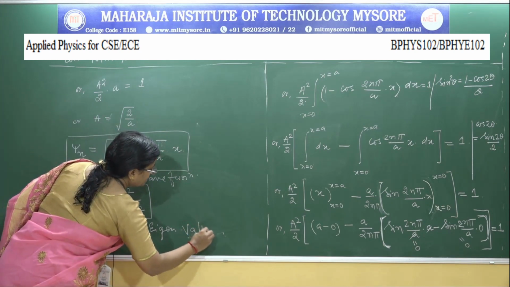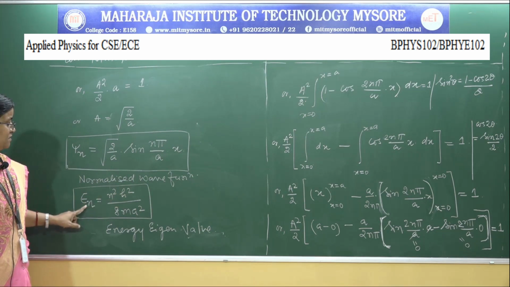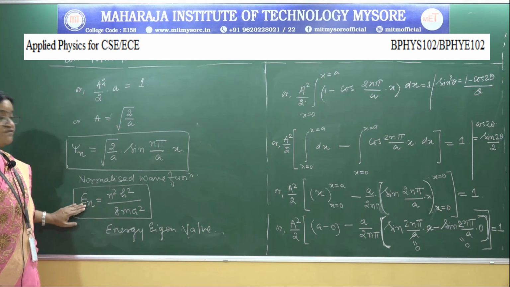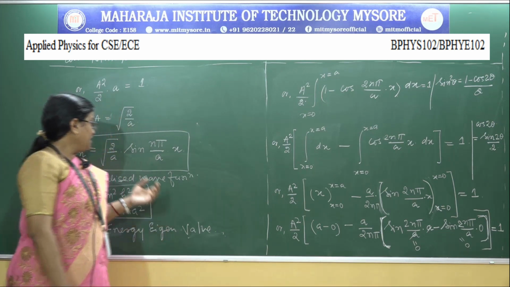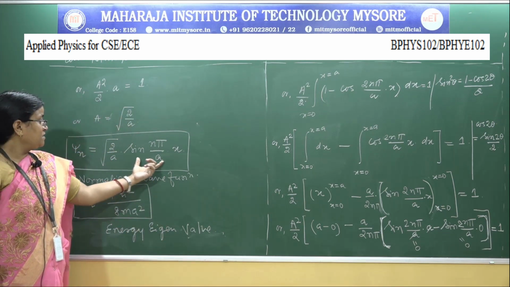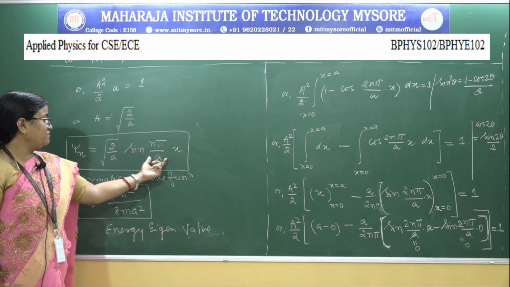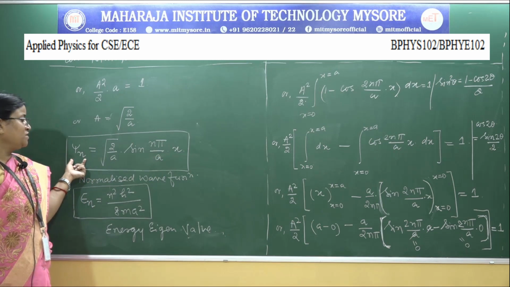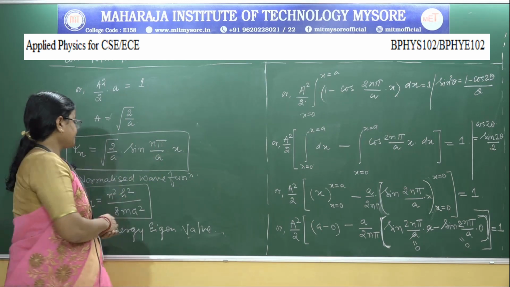eigenvalue. So, substituting the value of n and other values, you can find out the energy of a particle. And if you substitute this side, the value what is given for the width of the well and the sine value what you have to take out, you can evaluate the value of psi n.